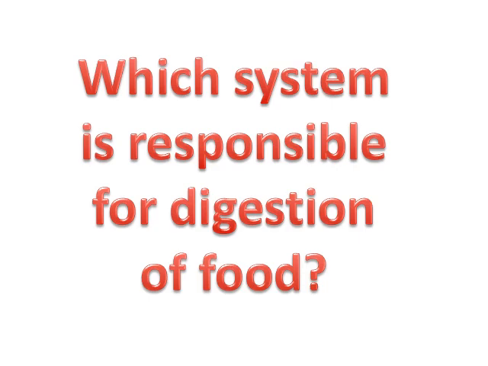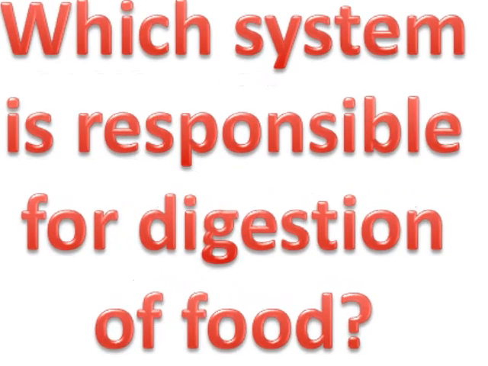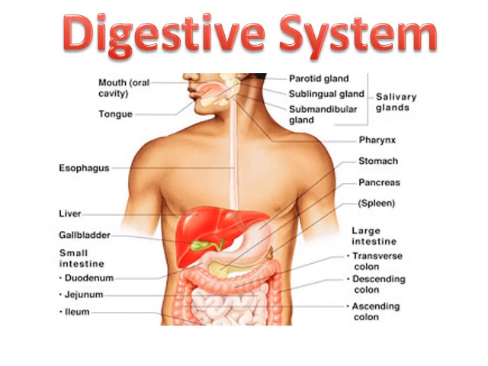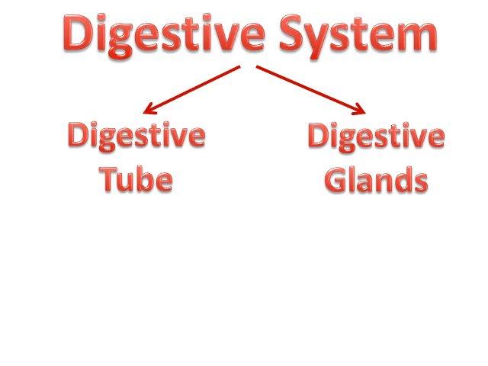So, which system is responsible for the digestion of food? As we know, it's the digestive system for sure. The digestive system is mainly divided into two main branches. The first branch is called the digestive tube, and the second is called the digestive glands.